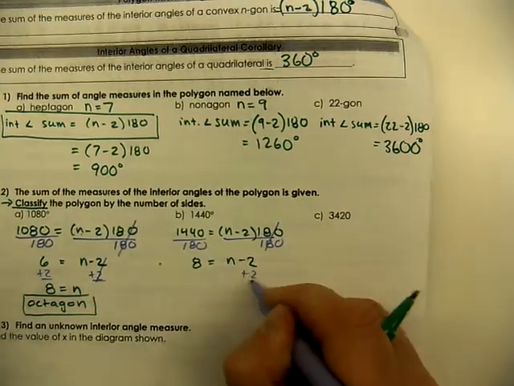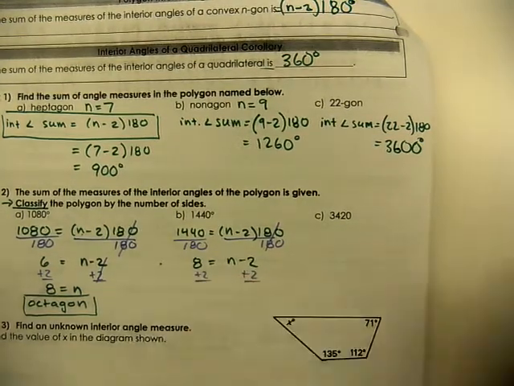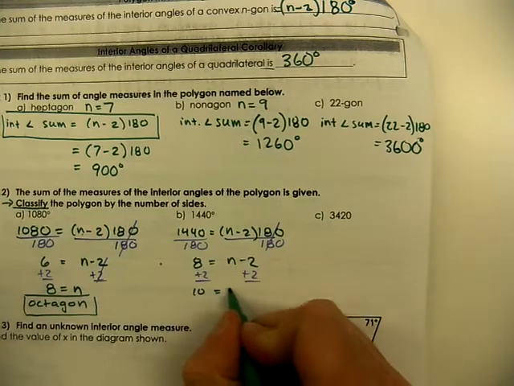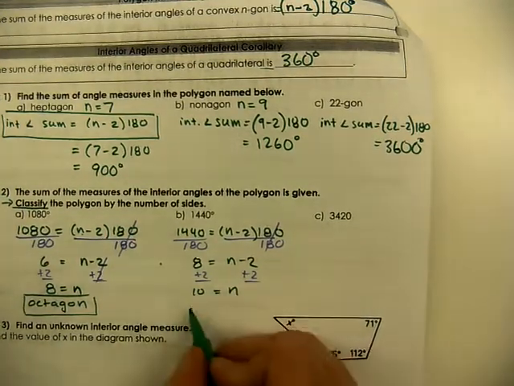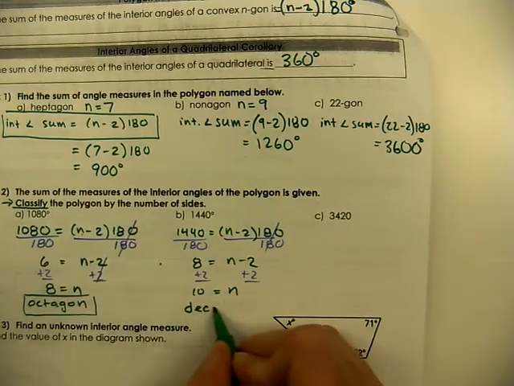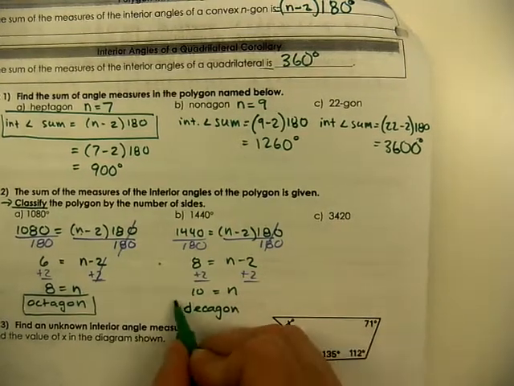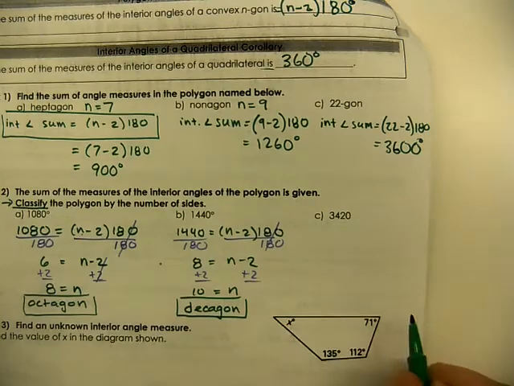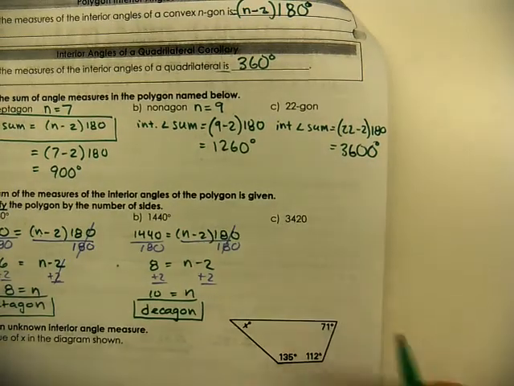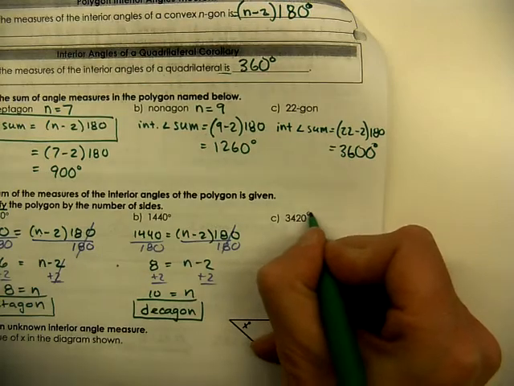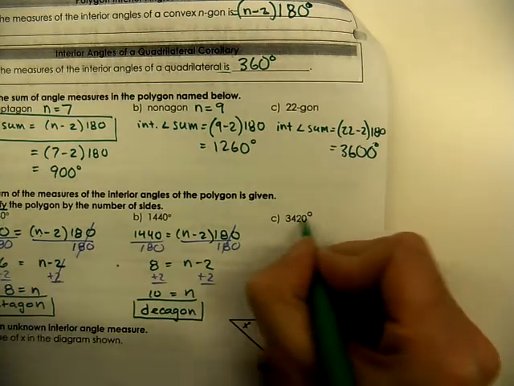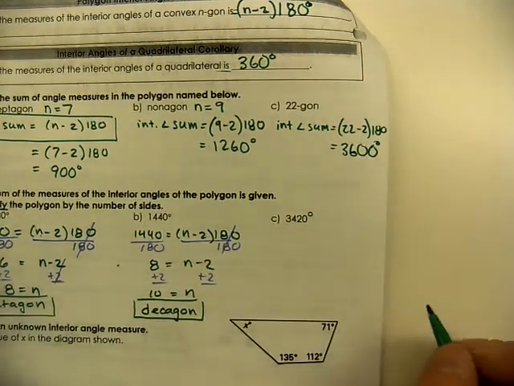And lastly, to isolate the variable, add 2 to both sides. All right, so it has 10 sides. But can you classify it? That's a decagon. And here's one more. Here's part C. 3420, that's supposed to be in degrees. That's a typo there. That's supposed to be an angle sum, so of course you have to have a degree symbol.